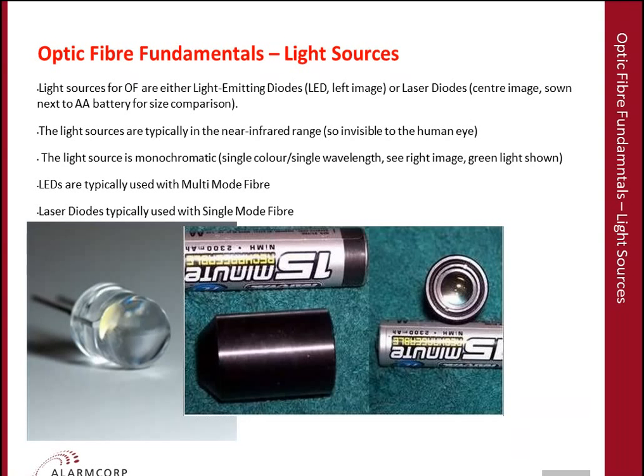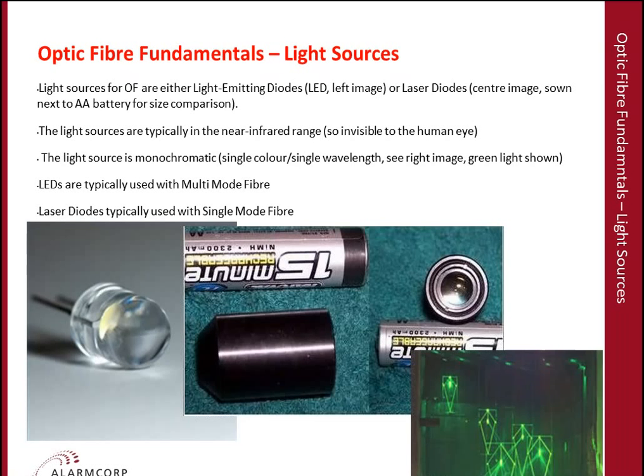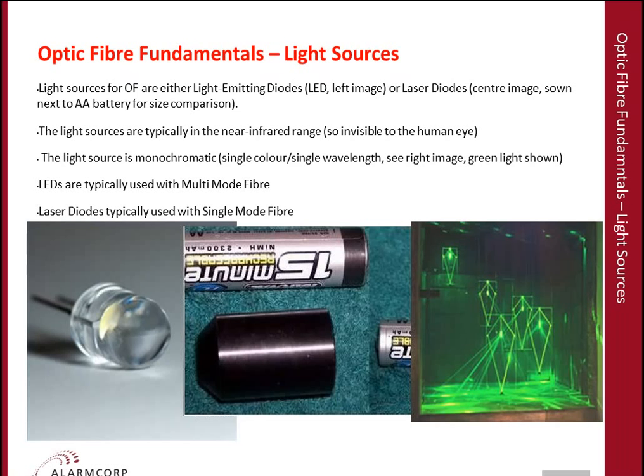Invariably, the light sources are in the near-infrared range, so they are invisible to the human eye. And the light source is monochromatic. What it means is it's a single well-defined wavelength. And as an example of a monochromatic light source, here we see a green laser. Green lasers are often used for testing purposes because the beam is visible. However, in optic fibers, the beam is not visible to the naked eye.